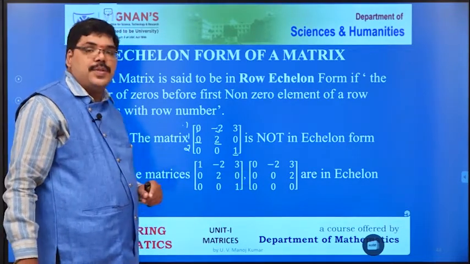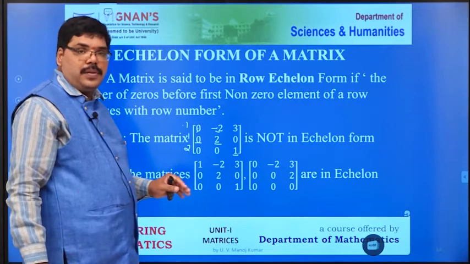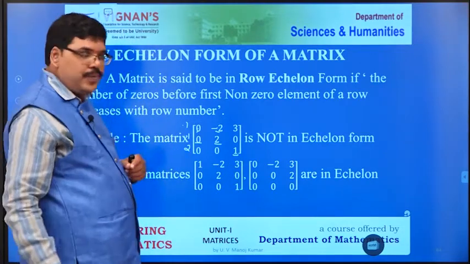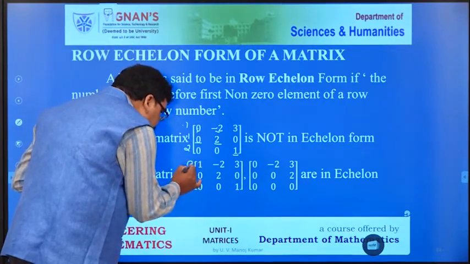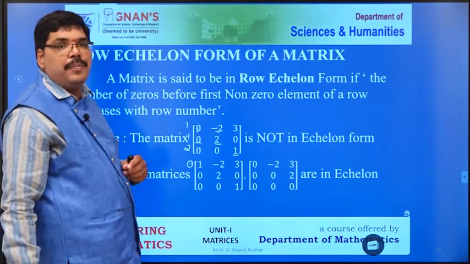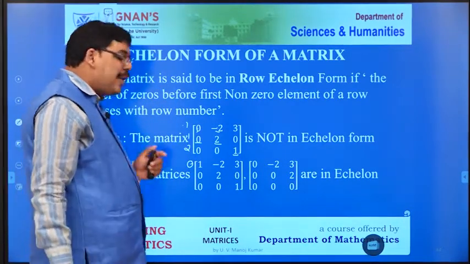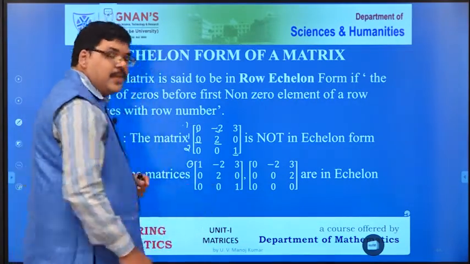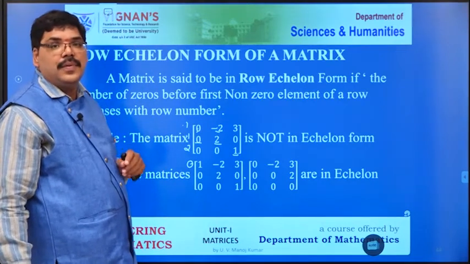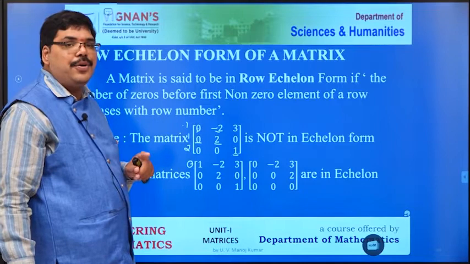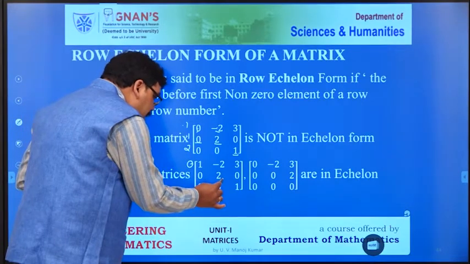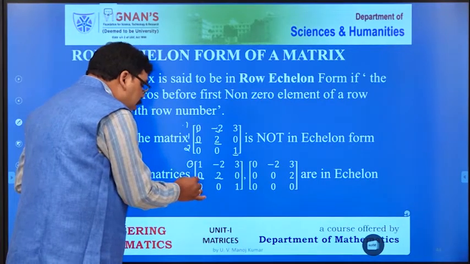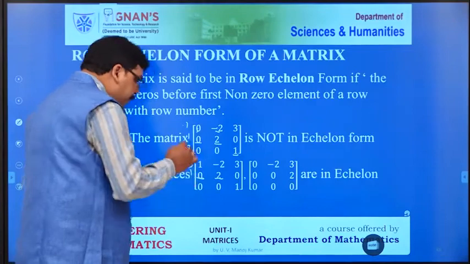Second and third examples. Second example, see the first row. Are there any zeros here? No. So the number of zeros here is 0. In the second row, there are 2 zeros. You should not count both. Only count the 0 before 2. This is the non-zero number. Before this non-zero number, how many zeros are there? 1 zero is there. So 1.